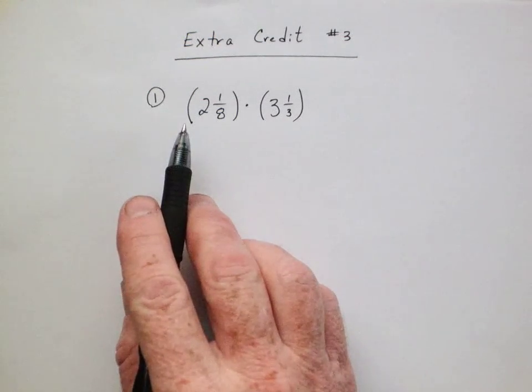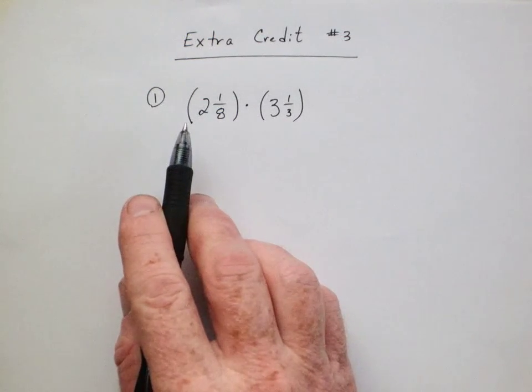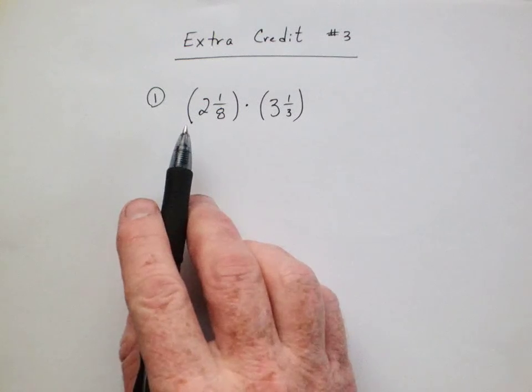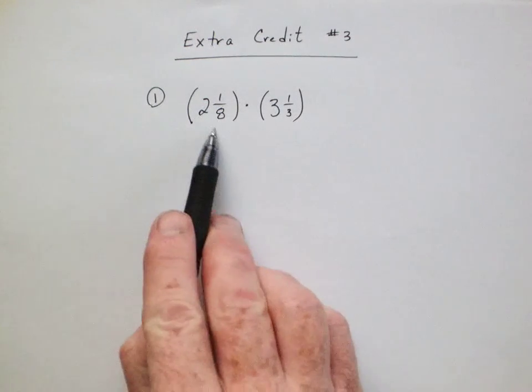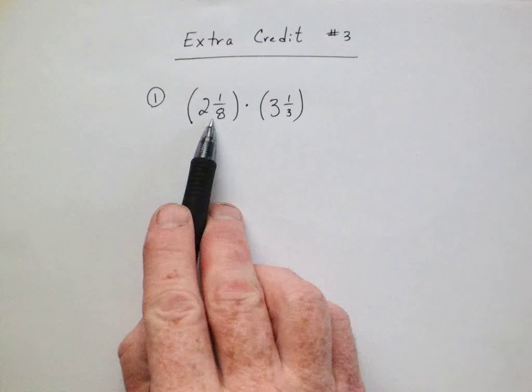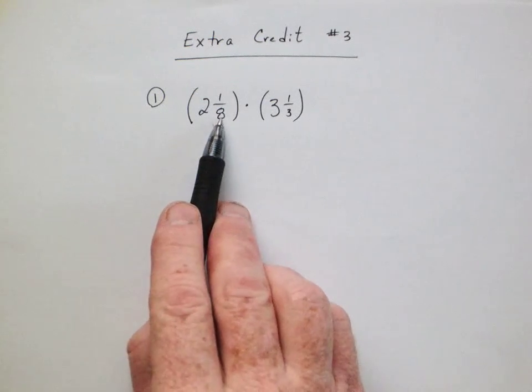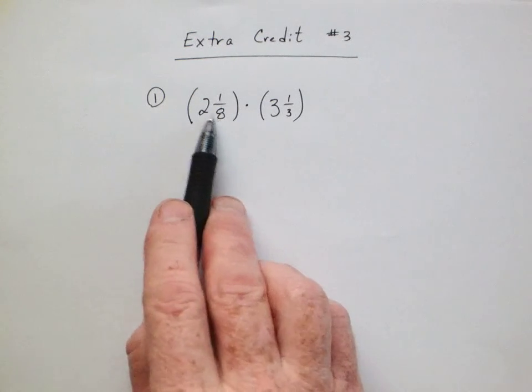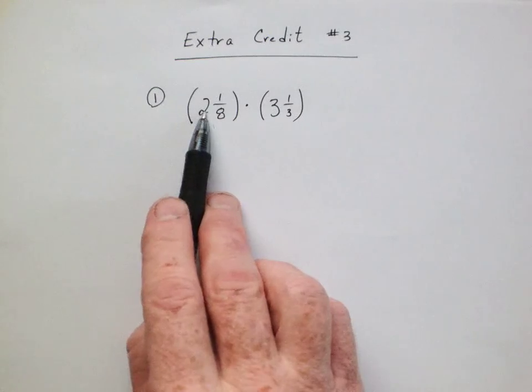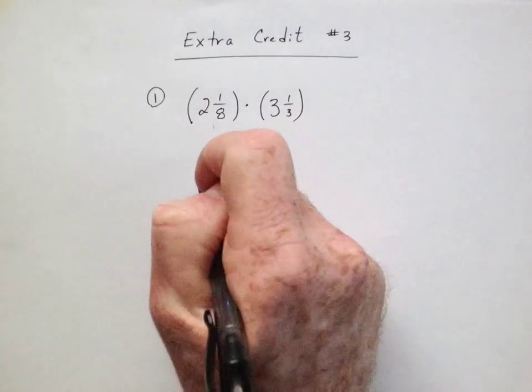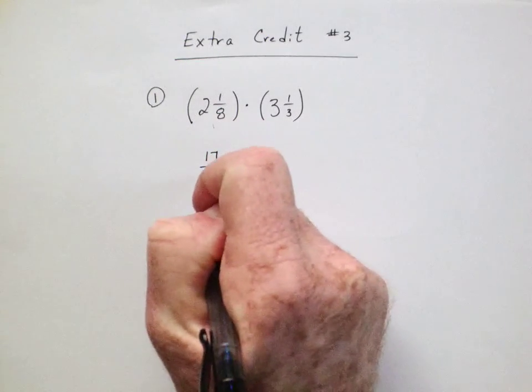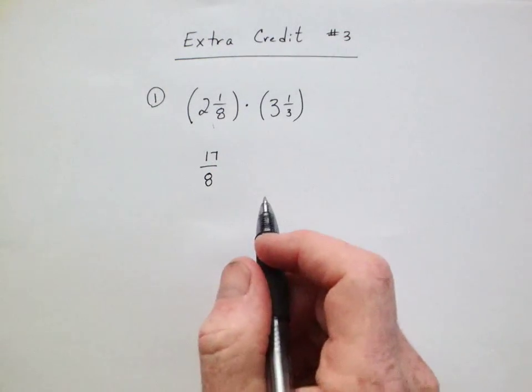Well, here we go with extra credit opportunity number 3. First of all, multiplying these mixed numbers. So first I'm going to change this one to an improper fraction. So there's going to be 8 times 2 is 16, plus 1 is 17. So this one is 17 eighths.